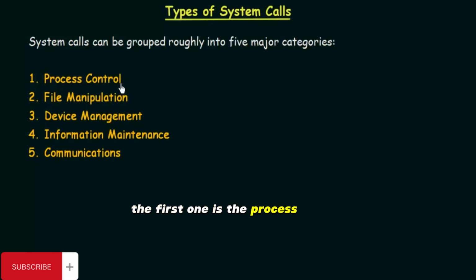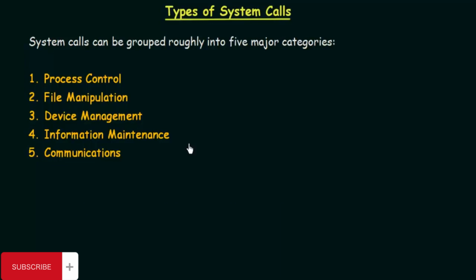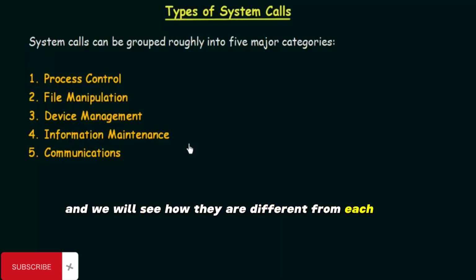So here we have the 5 categories of system calls. The first one is process control, and the second is file manipulation. Third is device management. Fourth is information maintenance. And fifth is communications. So these are the 5 groups, or 5 major categories of system calls, and all the system calls that we have can be roughly grouped into these 5 major categories. Now let us see the meanings of these 5 categories one by one, and how they are different from each other.